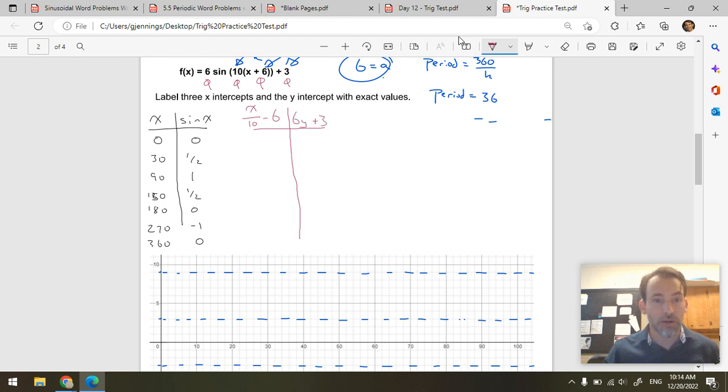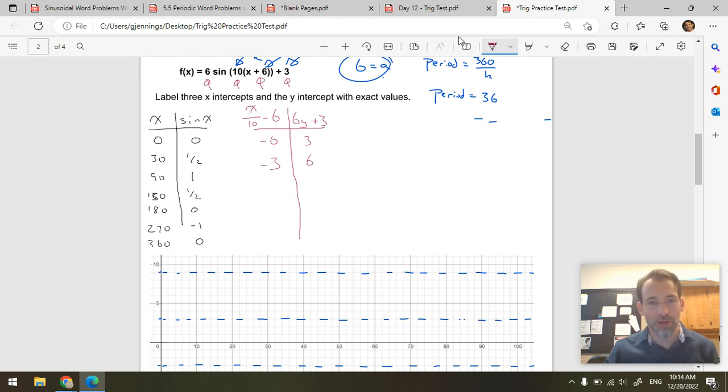Okay, so let's go. 0, 0 transforms to negative 6. Ah, it's off our graph. Too bad. Negative 6 and then 0, 0 transforms to 3. So we can kind of imagine that that's back here, negative 6, and up there at the midline. And then 30, 1/2. That's also off our graph. 30 divided by 10 is 3, minus 6 is minus 3. Too bad. 1/2, 6y plus 3 is what? Yeah, so 6 times a half is 3. 3 plus 3 is 6.